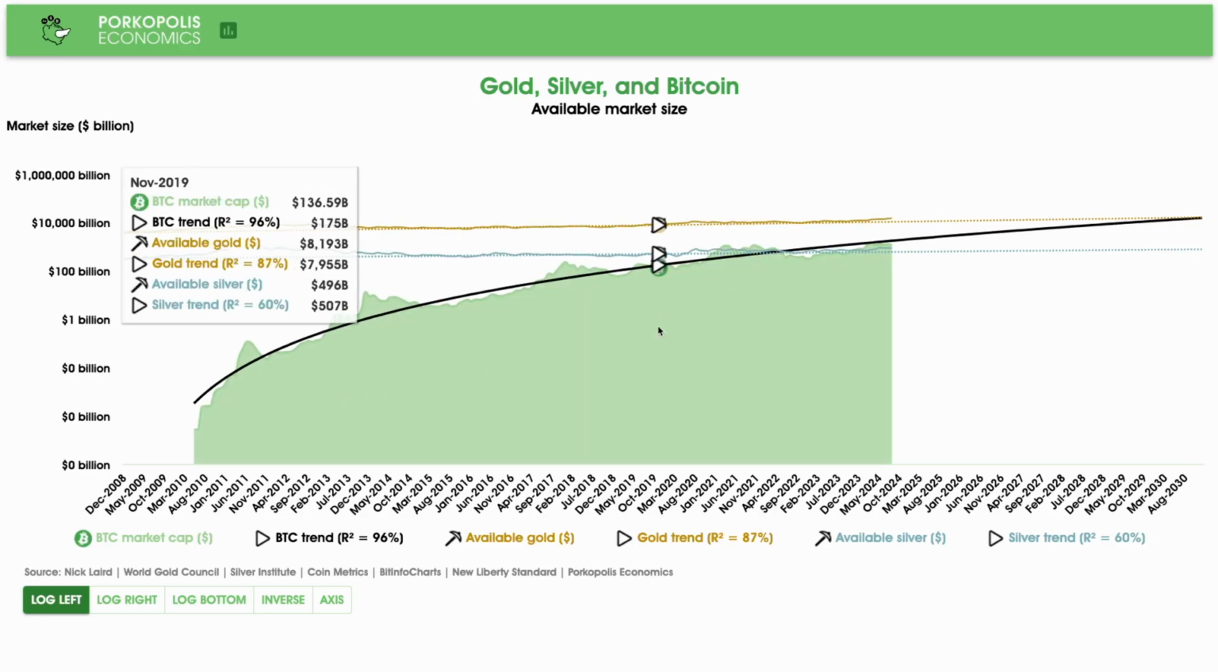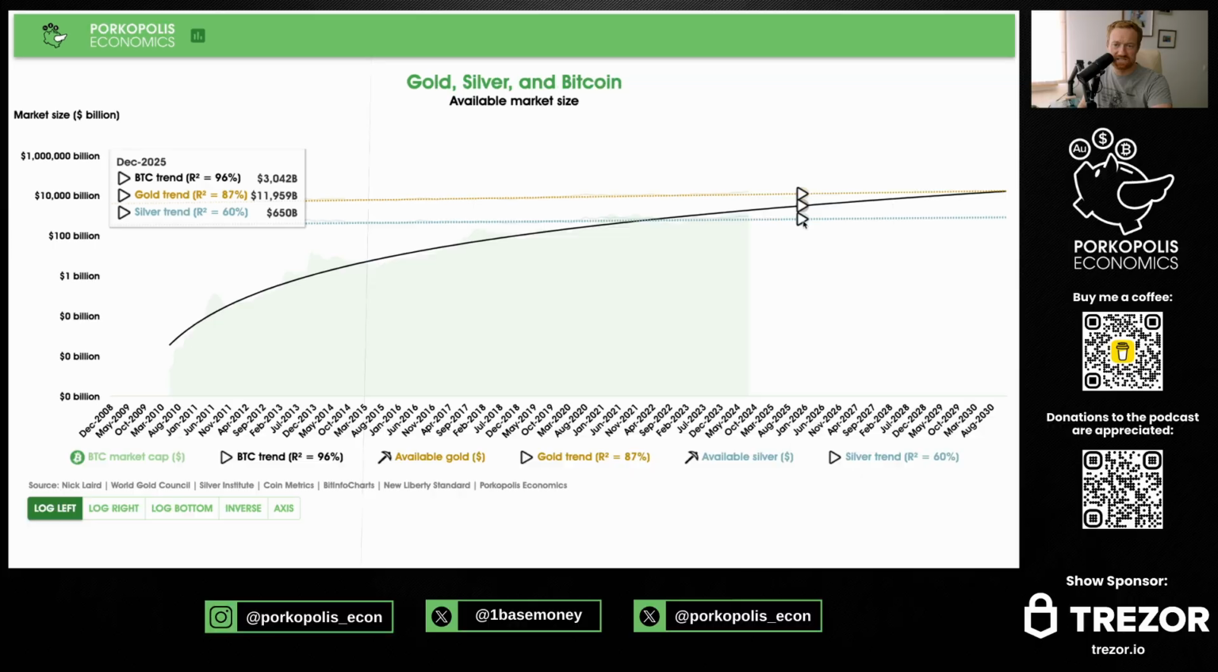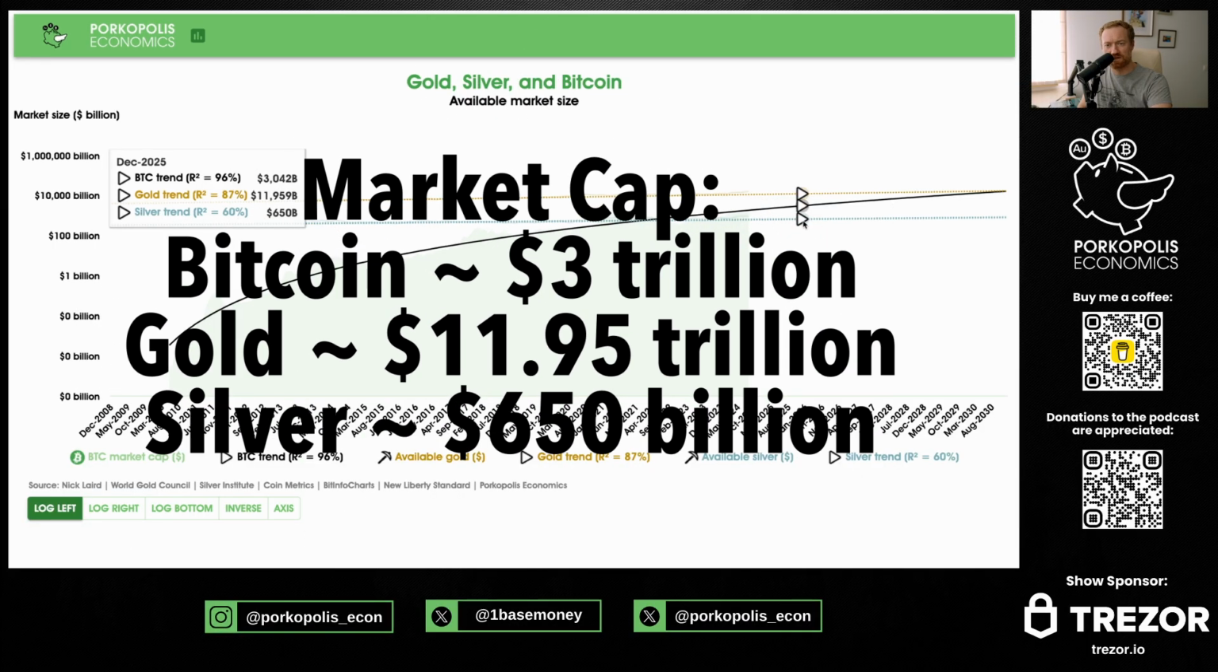We can project out. Doesn't mean that we're predicting exactly the value at any point in time, but mathematically, what is this curve showing us? Well, if we go out to, say, the end of 2025, which is possible that the next bull run could conclude for Bitcoin, we see a $3 trillion market cap.